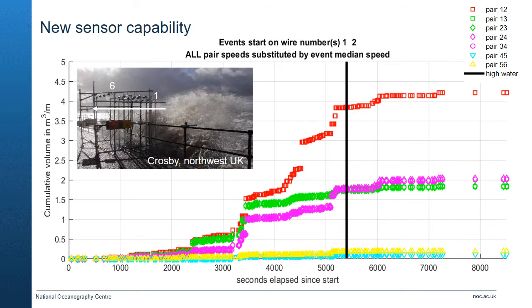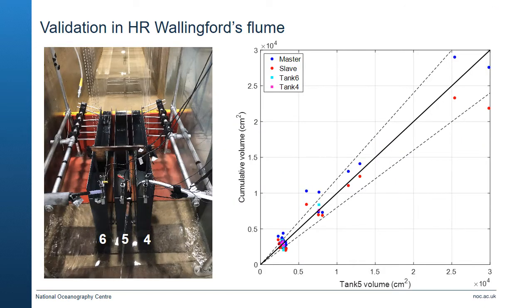Prior to field deployments, the Wirewall system was validated in HR Wallingford's flume for different wave and water level conditions over different duration tests. 3 large tanks were used to collect the overtopping volume passing through the Wirewall system. Volumes from the Wirewall master electronics, which is the row of wires positioned next to tank 6, and from the Wirewall slave unit, which is the row of wires positioned next to tank 4, plus volumes from the individual tanks are plotted. The black line indicates a 1-to-1 agreement with the volume collected in the central tank 5.